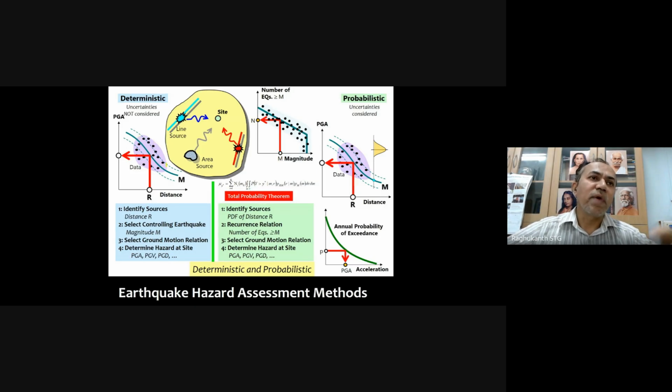So the methodology is very simple. In DSHA, you just identify the sources and some magnitude we assume based on some statistics, and then we select some GMP, and then we estimate the hazard actually. So this is what we call the DSHA.